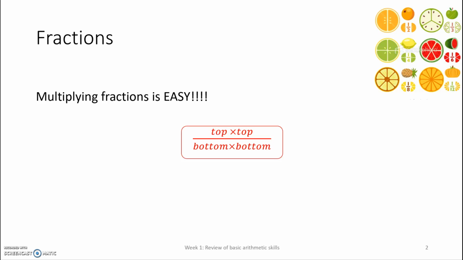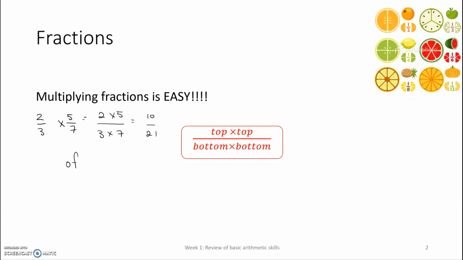Multiplying fractions is easy because it's just the top number times the top number divided by the bottom number times the bottom number. So if we have something like 2 over 3 times 5 over 7, we can say that's 2 times 5 over 3 times 7, which is 10 over 21.